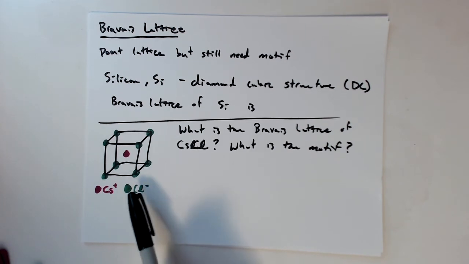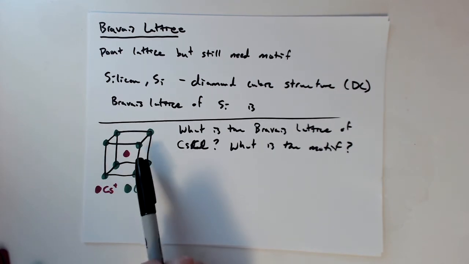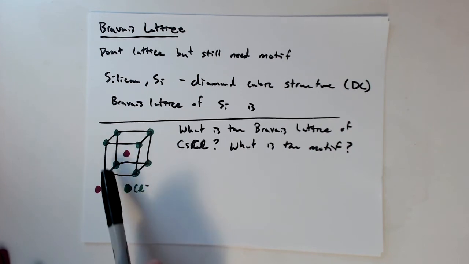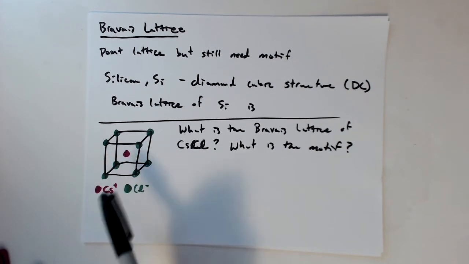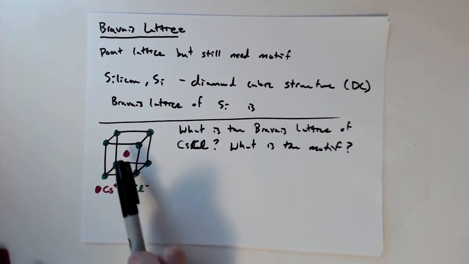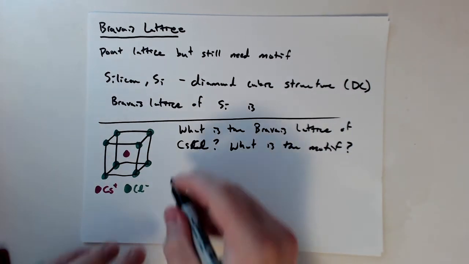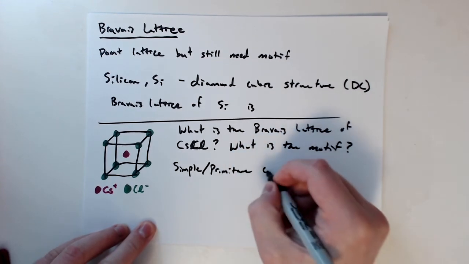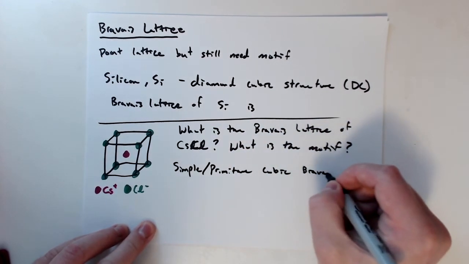However, we have 2 different ions here, right? One set of ions is on the corner, and one set of ions is in this body-centered position. So we can't have a Bravais lattice of BCC because we have different ions associated with different points. So we have to break it down to something more simple. So it's not BCC, and it can't be FCC. So it ends up being simple or primitive cubic. And that's our Bravais lattice.